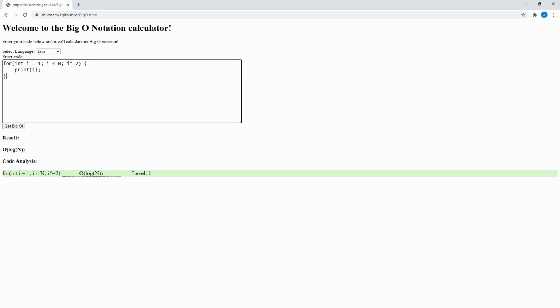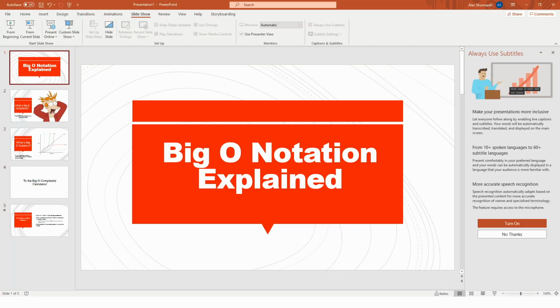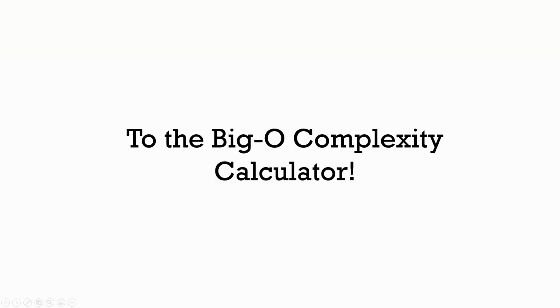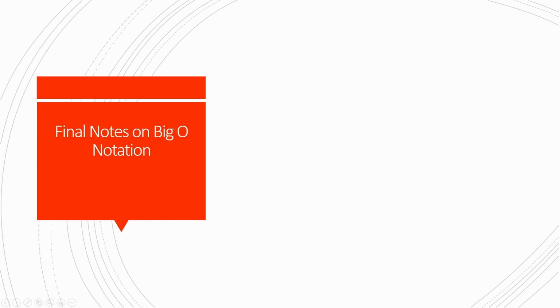So let's get back to the PowerPoint, because I wanted to just talk about one more thing. I might have screwed it up here. It's fine. So final notes. Again, we drop coefficients when we're determining big O.